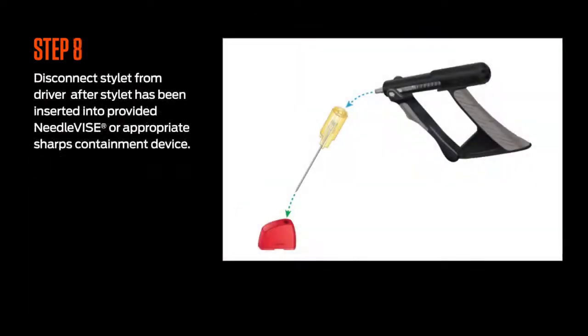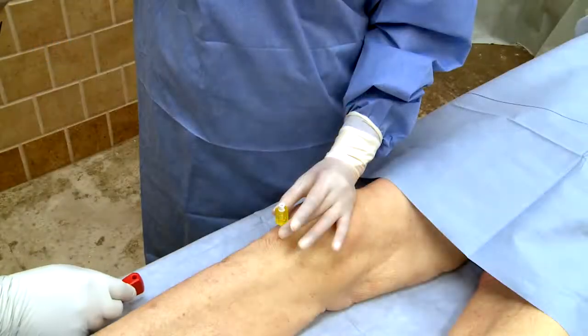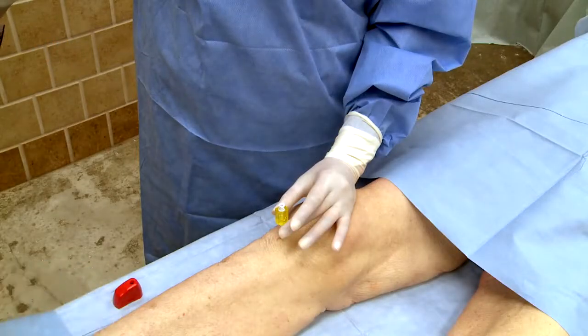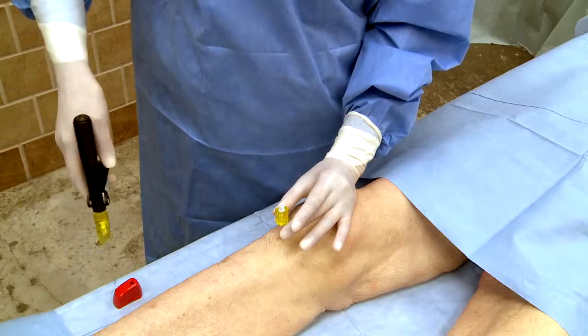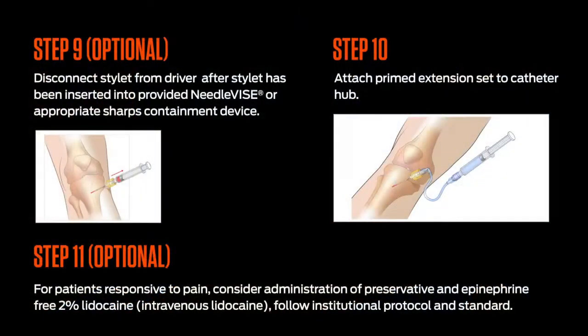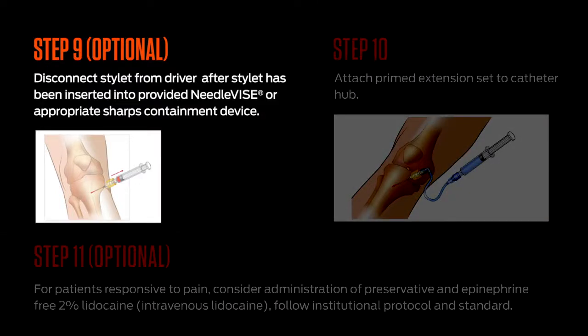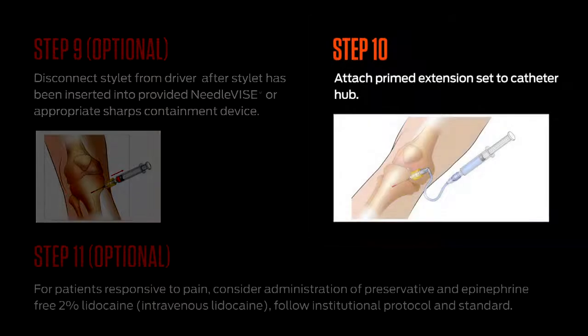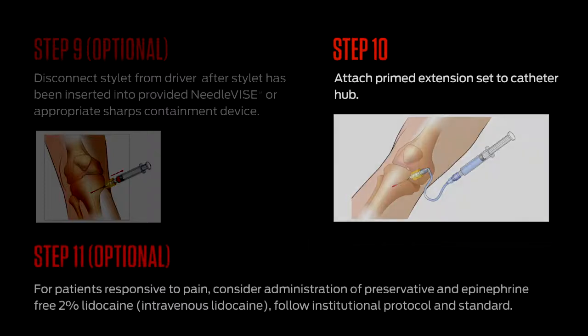Number 8. Disconnect the stylet from the driver. Place provided needle vise on flat, stable surface. Firmly insert the stylet directly down and into the open needle vise. Number 9, which is optional. Obtain blood samples for laboratory analysis. Number 10. Attach primed extension set to catheter hub. Firmly secure by twisting clockwise.